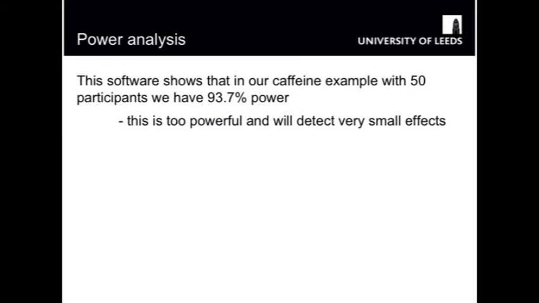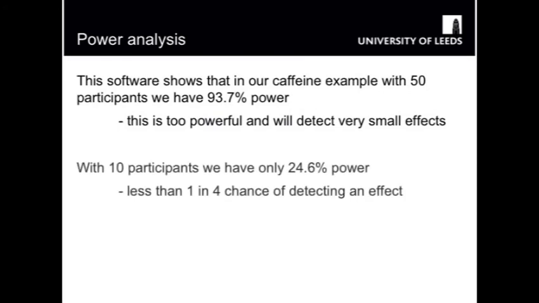We normally try and design experiments which have got about an 80% power, an 80% chance of finding an effect if one is there. The experiment with only 10 participants in each group had a power of just around 25%. So that's a 1 in 4 chance of finding a result if there was a difference there. So that's a very, very weak experiment.